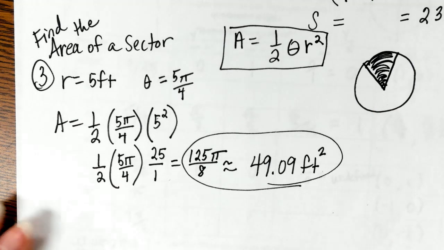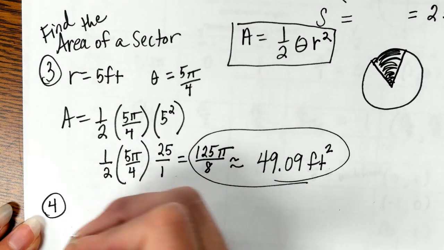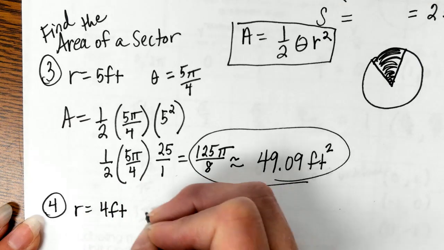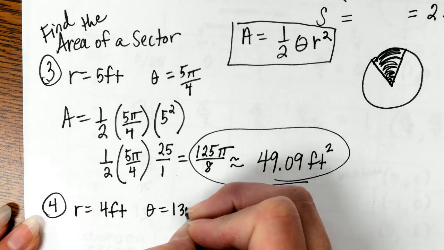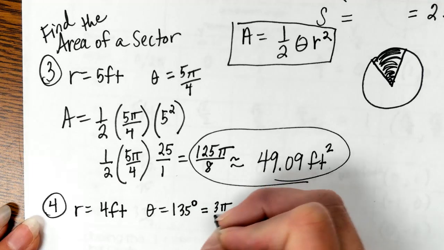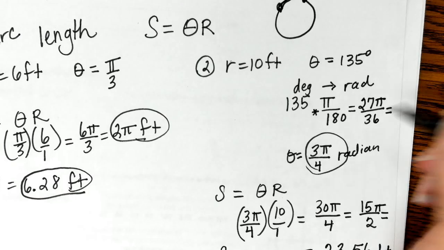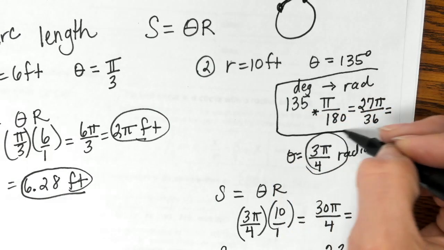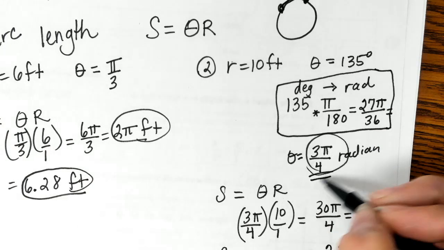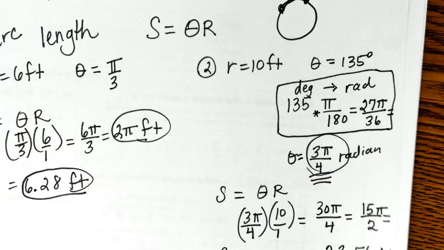Okay, now we had one more to do, and it was problem number 4. They gave us the radius is 4 feet, and the angle was 135. Well, luckily we already know that 135 is 3 pi over 4, and we did that just a moment ago, right here. We converted it and got that answer. So 135 is 3 pi over 4.